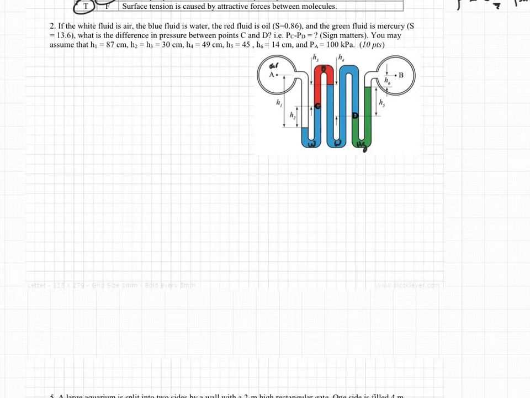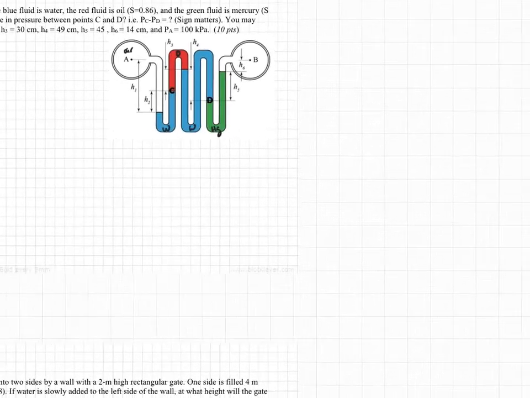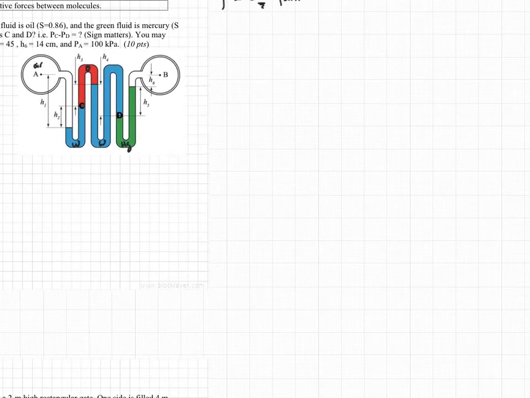A lot of you went really weird on this. You did a lot of really strange things, some of which worked out, some of which did not. I'm going to do it over here. We're going to start with PC. I'm going to go upwards in the fluid to here. So going upwards, we're going to go minus gamma of oil times whatever that distance was, H3.